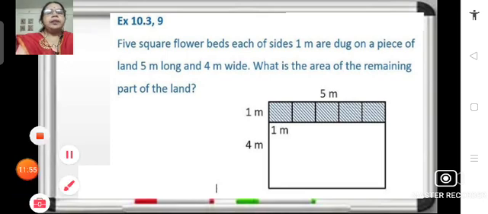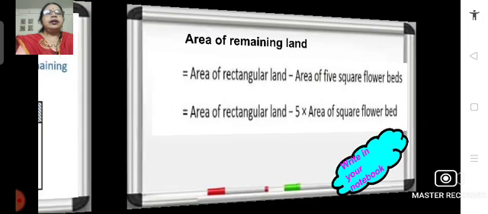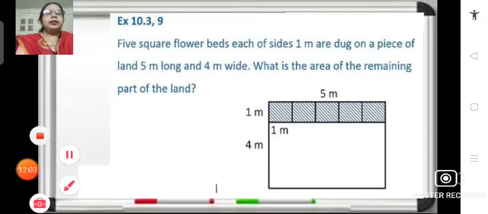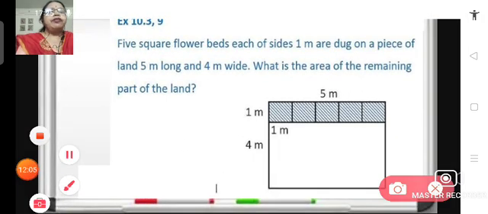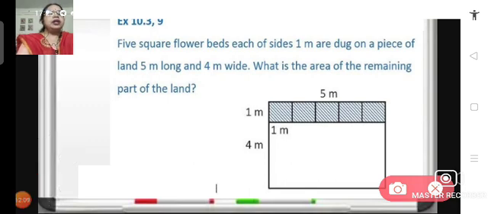5 square flower beds, each of side 1 meter, are dug on a piece of land 5 meter long and 4 meter wide. What is the area of the remaining part of the land?